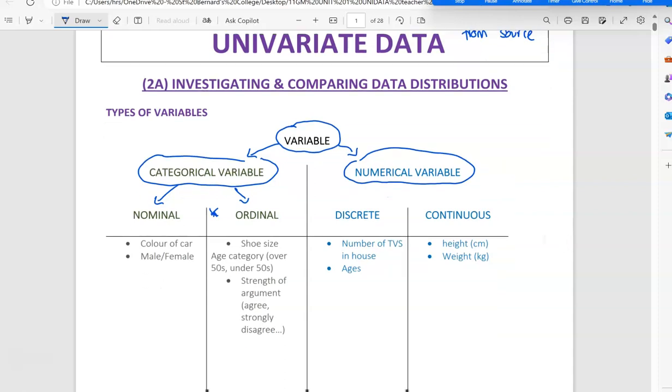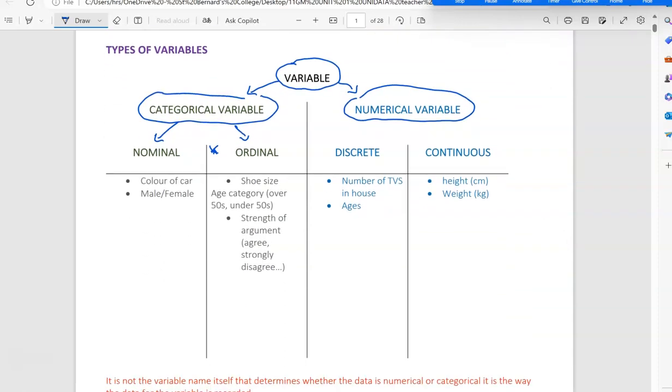If you look here, we've got some examples. When we say shoe size, even though it has a number-sounding thing, like size 7, size 8, it's still a category. You're not actually measuring or recording the length of your foot. You're getting put into a category of a size 7 or a size 8. If you think about shoe size, you know that a size 10 is bigger than a size 7. So you do know there's some order to it.